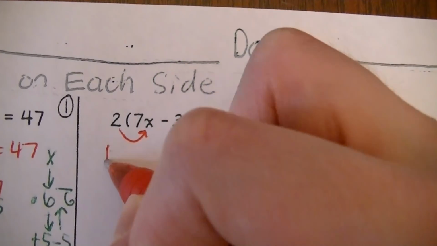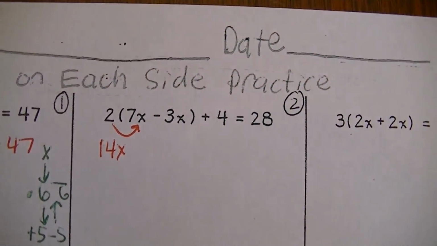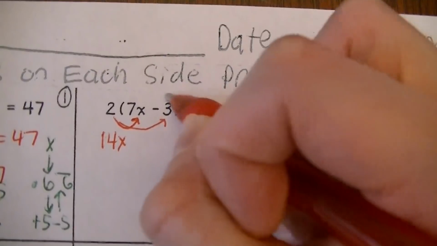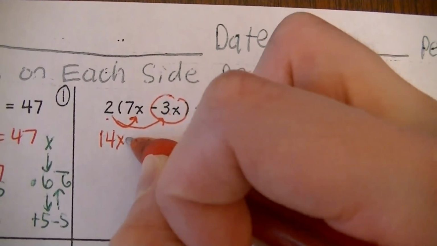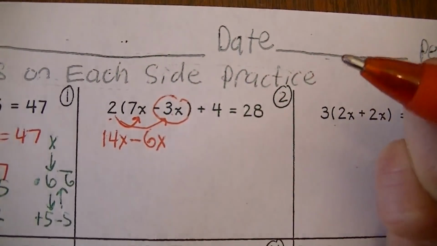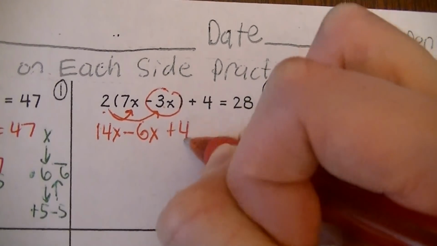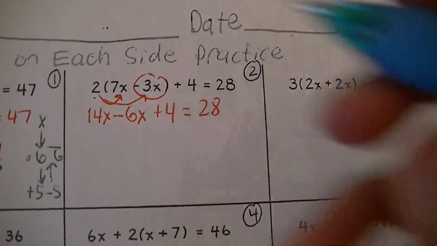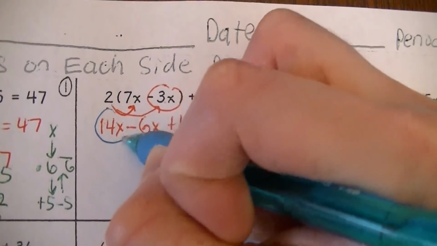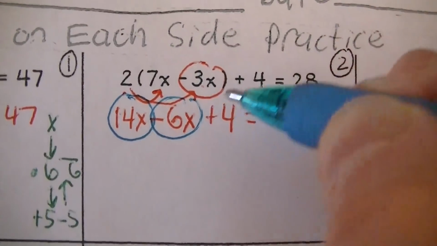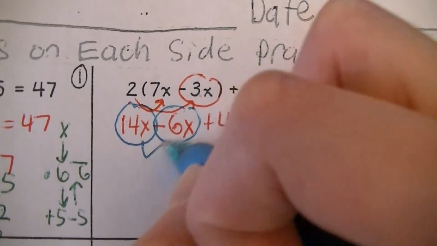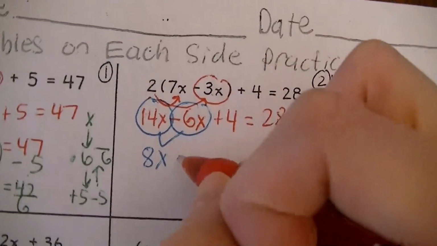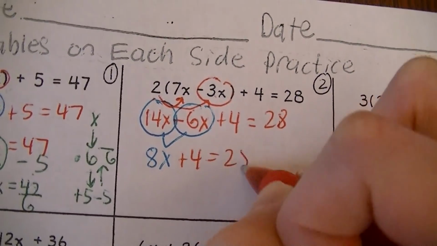2 times 7x is 14x. And then you want to go 2 multiplied by that negative 3x. A positive times a negative is a negative, and this is negative 6x. And then bring down your plus 4, your equal sign, and that 28. You cannot build it yet, simply because you need to simplify further. 14x subtract 6x is 8x. Bring down your plus 4, that equal sign, and that 28.